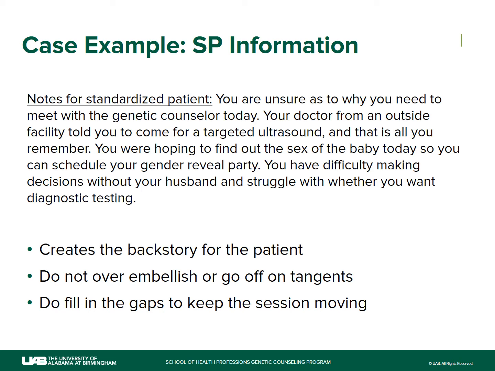So for example, if the student were to ask you if you have other brothers and sisters, that information's not here, but you can pull from your personal life and say, yes, I have 2 sisters, just to move the session along. As an SP, though, you shouldn't add additional information that may confuse the student, like I have 2 sisters and one of them has a heart defect, because that'll lead the student down a tangent that's not part of the learning objectives for this case.